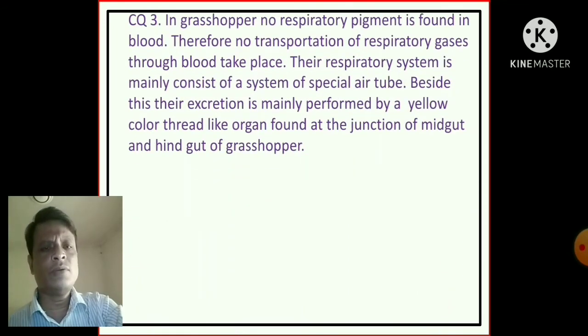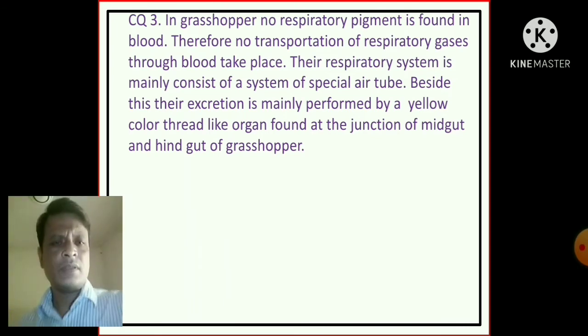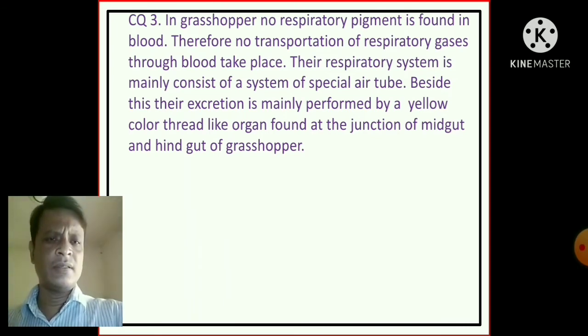Now let's discuss our third creative question. You just see the stem here. In grasshopper, no respiratory pigment is found in blood. Therefore, no transportation of respiratory gases through the blood takes place. The respiratory system mainly consists of a system of special air tubes. Besides this, their excretion is mainly performed by a yellow, thread-like organ found at the junction of the midgut and hindgut of grasshopper.